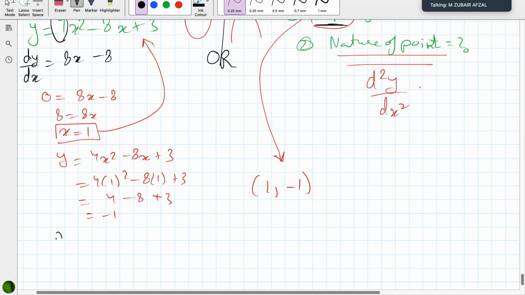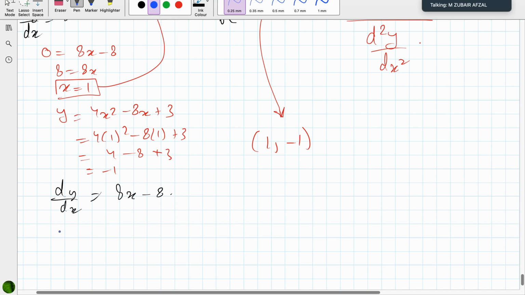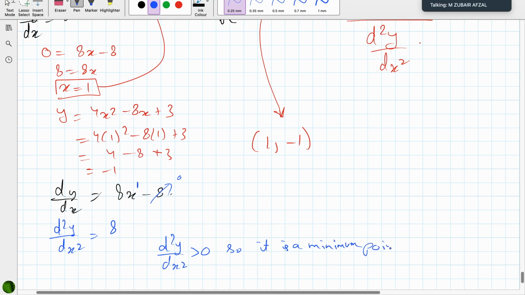So let's do it. dy by dx, copying it from there. This is 8x minus 8. Now the double derivative is d square y over dx square. The power is 1. 1 into 8 is 8. 1 minus 1 is 0. So we get rid of this x, and this is a constant. This goes to 0. And there you go. The double derivative is 8, which is actually positive. So I can say d square y over dx square is greater than 0. So it is a minimum point. Got it?